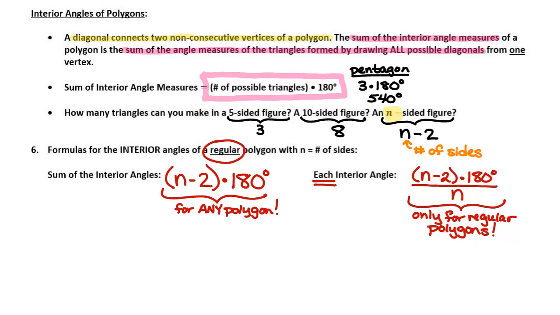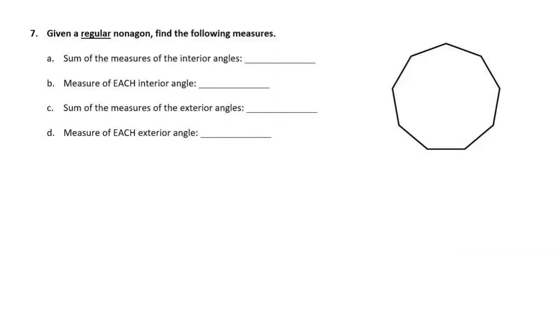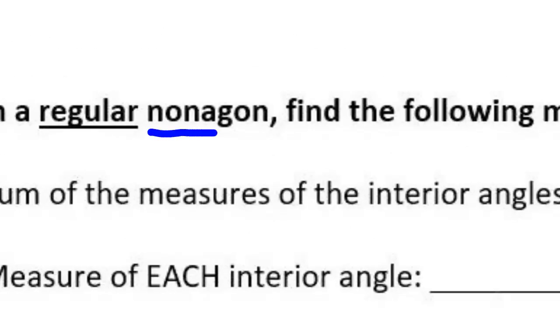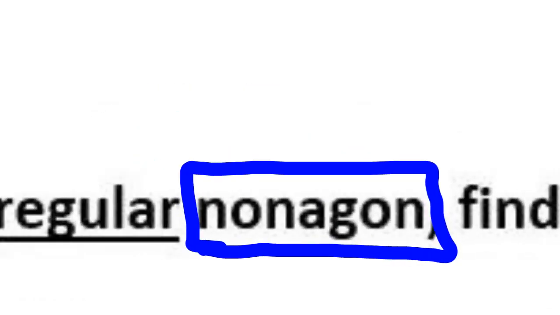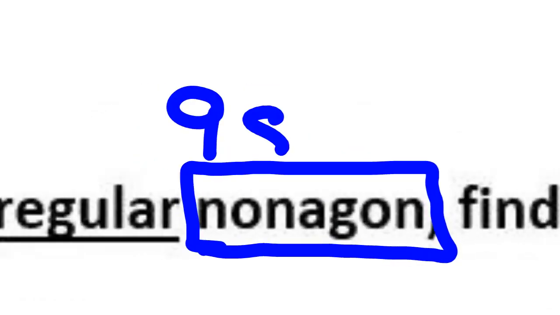Let's start using this now to solve some problems. Let's look at number 7 here. We have a regular nonagon. How many sides does a nonagon have? 9 sides.